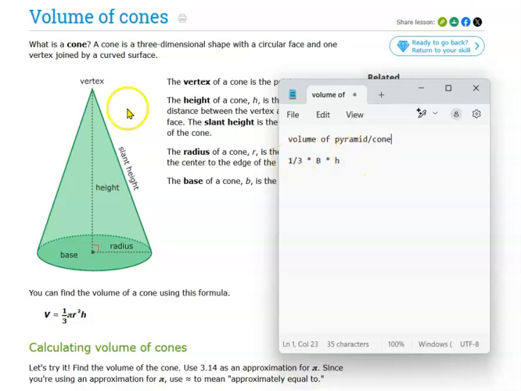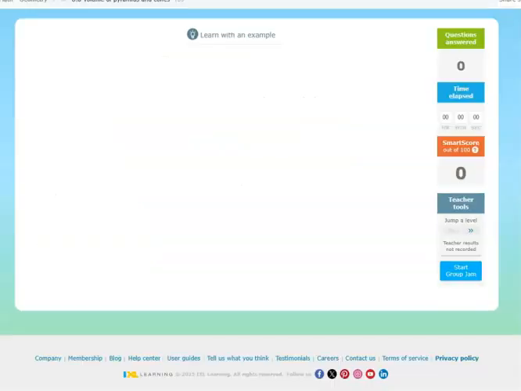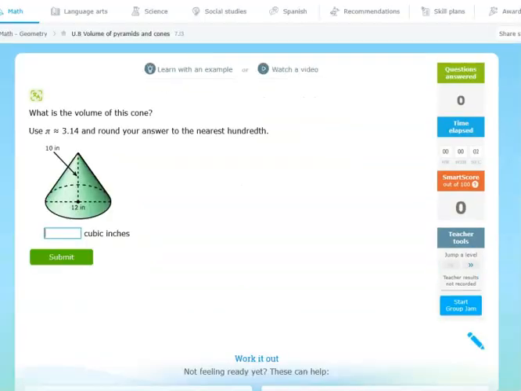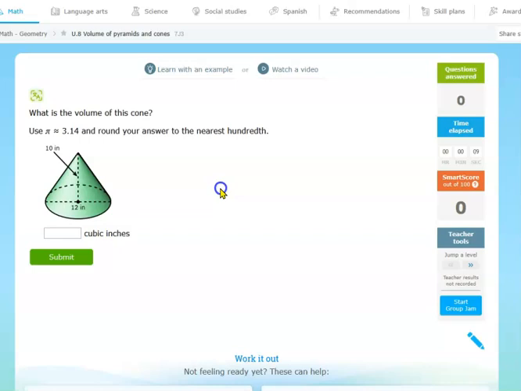Okay, so this general form is going to work for all of our problems in this lesson. If you're not sure what I mean by that, you'll see as we get into them. Okay, so 1/3 base times height. So we need to know the area of the base in order to put this into the calculator. We're going to need to know the area of the base, and we're going to need to know the height.